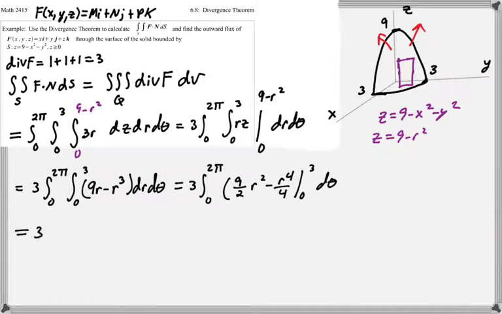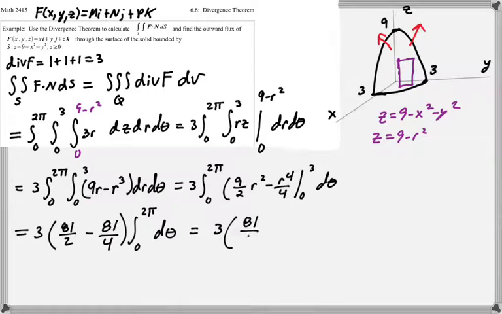That's all going to be a constant, so we're going to slide that out. So it's going to be 3, and then 9 times 3 squared, it's going to be 81 over 2, and then 3 to the 4th is 81, so minus 81 over 4. Okay, integral from 0 to 2 pi of 1 d theta. And so that's going to be 3 times 81 over 4. That's what 81 over 2 minus 81 over 4 is going to be equal to. And then we integrate and we get theta, evaluated from 0 to 2 pi. And so this is going to simplify down to 243 pi over 2 is the flux.